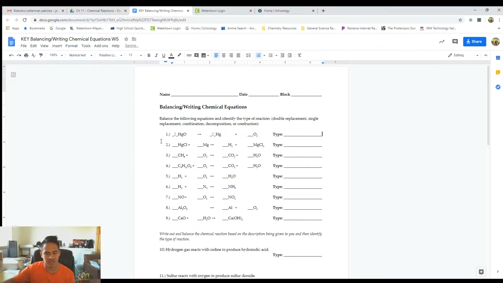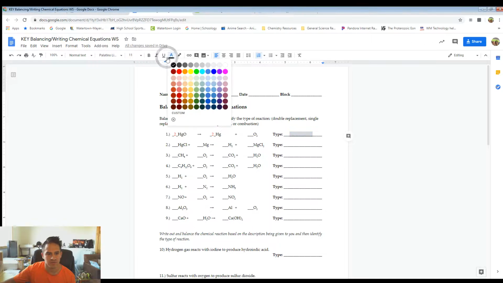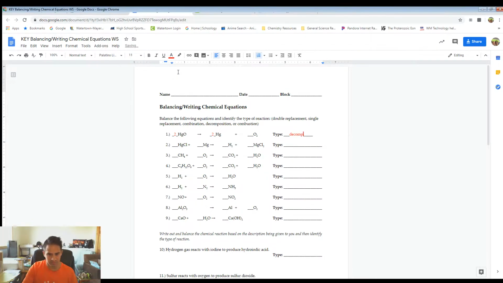As for the reaction type, this is going to be a decomposition reaction. We're starting with one reactant and it's breaking apart into 2 different products. So that is a dead giveaway. That is decomposition. We're just going to write decomp just to make it a little bit shorter. So, all right, taking a look at number 2.